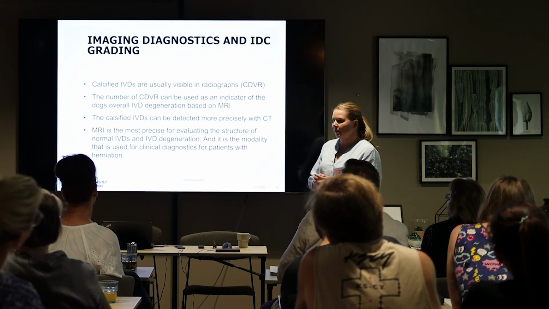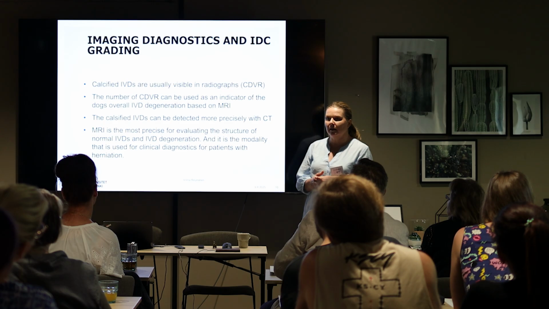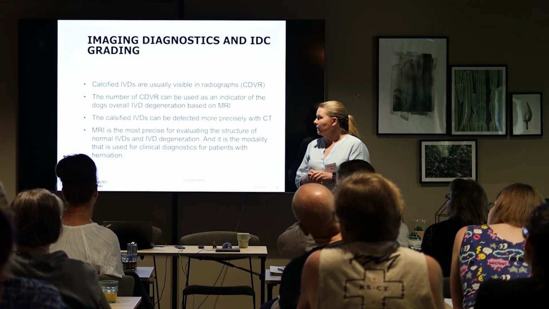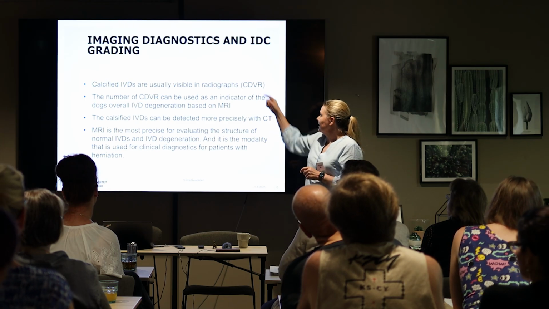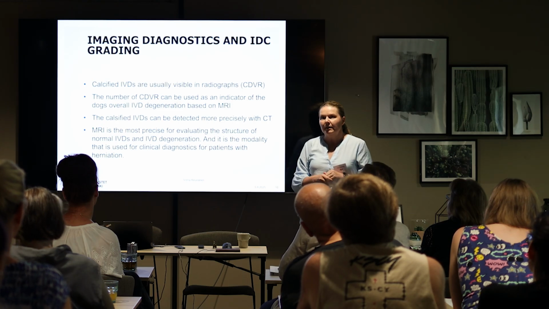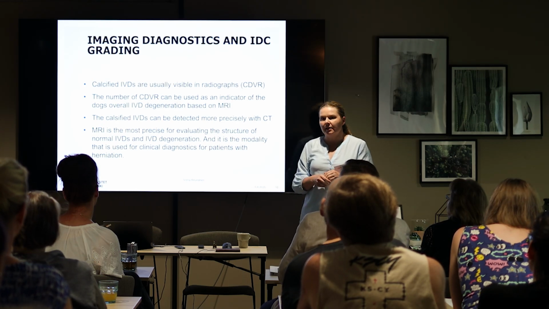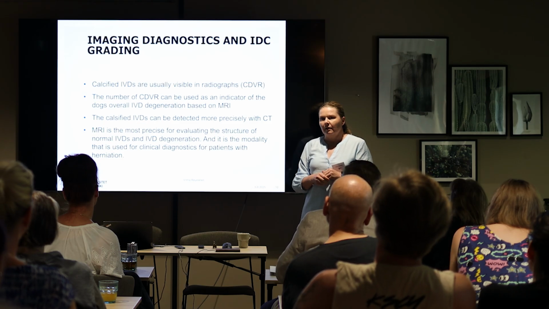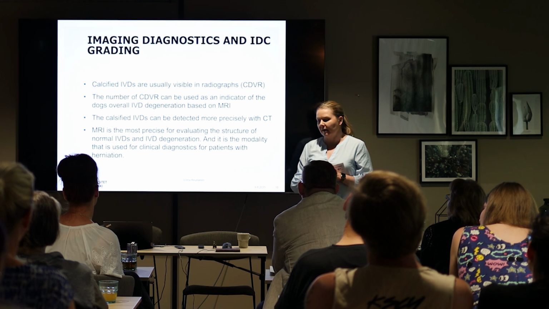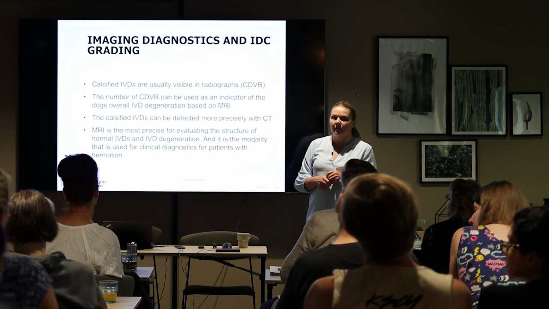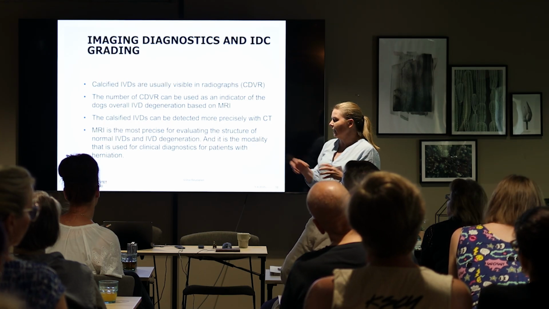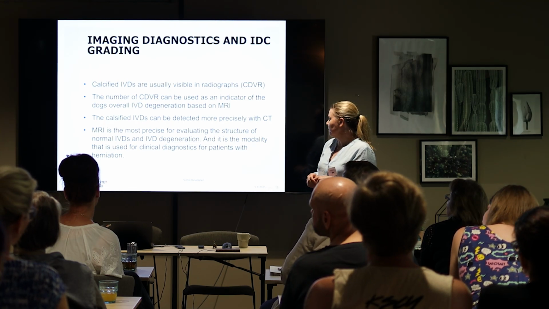We were studying young adult dogs, which were asymptomatic, and we could prove that these CDVR, the calcified discs that we can see in the radiographs, can be used as an indicator of the disc degeneration that we can see with MRI images of the dog. It also resembles the histological state of the dog, in that the MRI correlates with the histology.